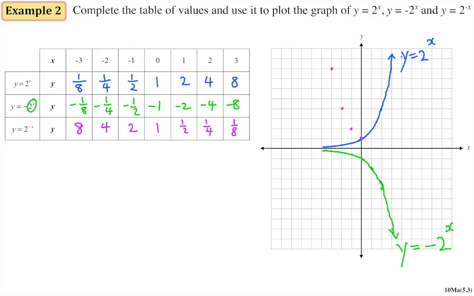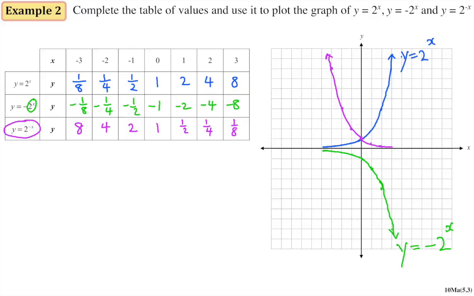0, 1. 1, half. 2, a quarter. 3, an eighth. And we join those together. It's something like this. It's very hard to get it accurate, something like that, and it goes on forever. So when the minus is part of the power there, it actually does a reflection or a flip across the y-axis when I compare it to the original blue one. There's the blue one, flip it across the y-axis. That's what that minus in front of the x does.